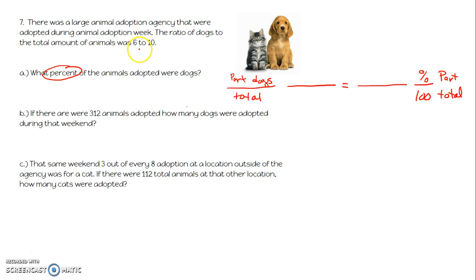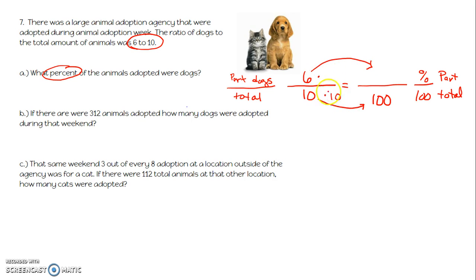Well, you know the ratio of dogs to the total animals adopted were 6 to 10. So 6 to 10 would be how many out of 100? If 6 out of every 10 animals adopted were dogs, how many out of every 100 animals adopted were dogs? So we just set up an equivalent ratio. How do you get from 10 to 100? You multiply by 10.